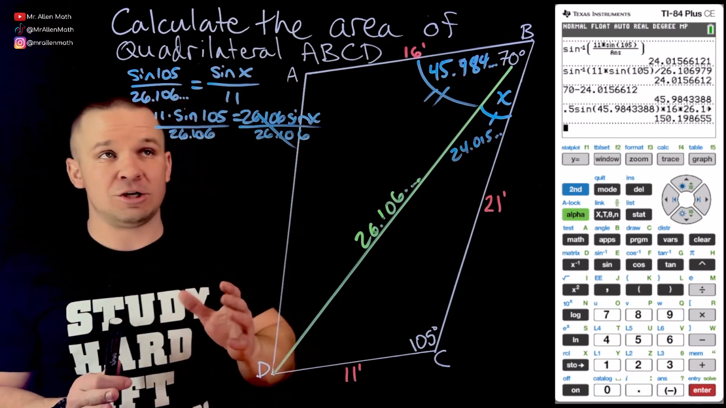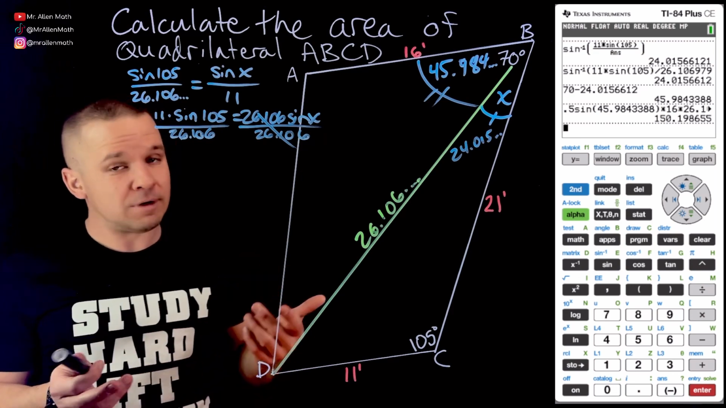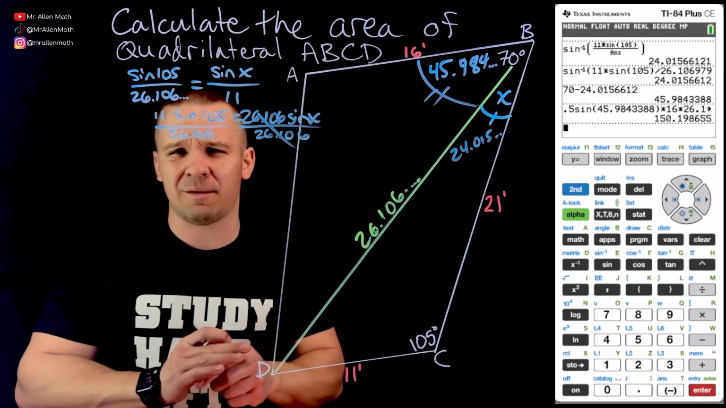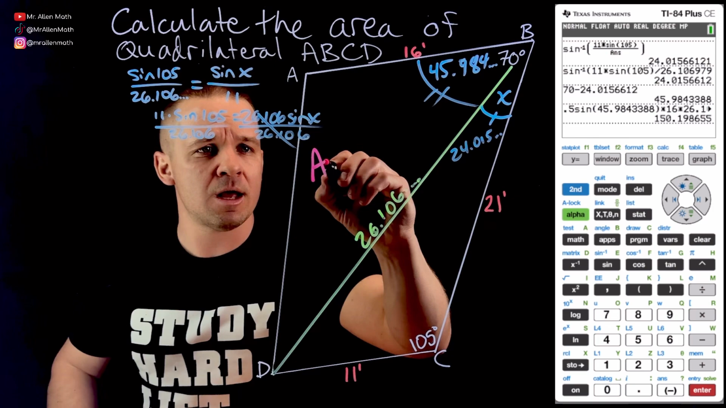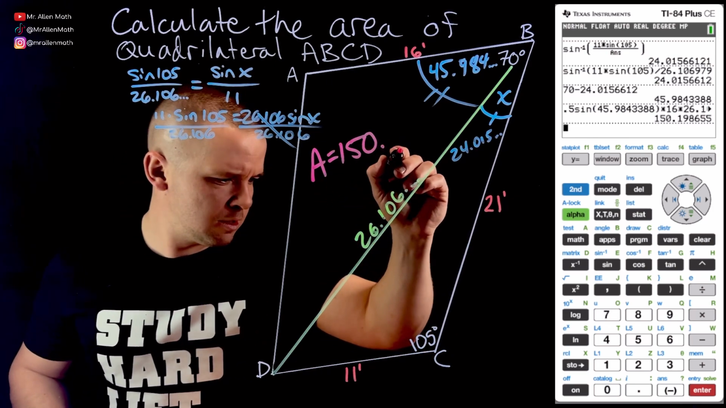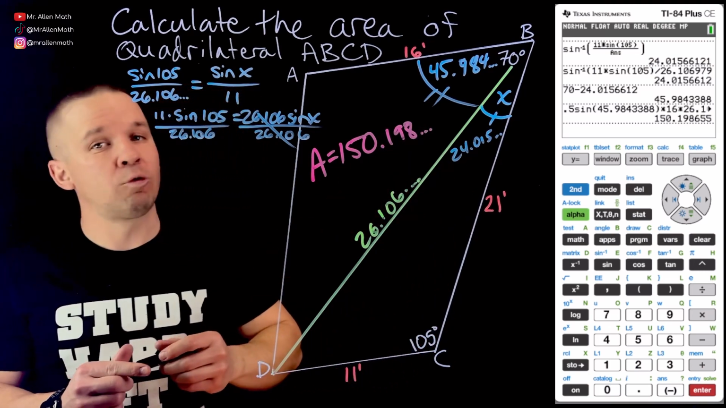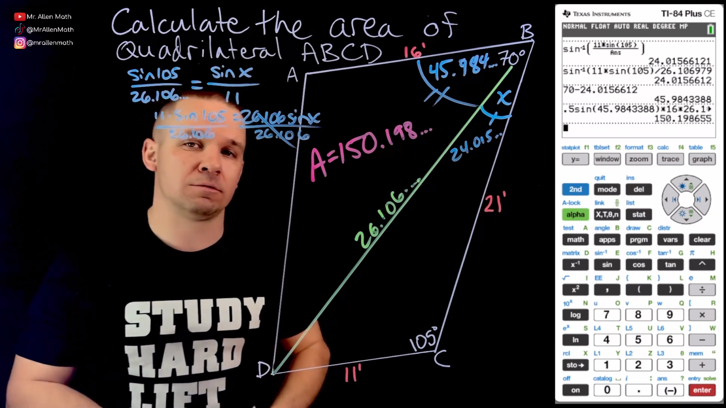And that's why I really like to use the arrows, arrow up, get those answers. It's more accurate, and I don't have to type all that stuff in. Plus, I feel like a boss doing it. I'm like NASA accurate right now. Area equals 150.198 and change. We'll round it once at the very end. Only once.